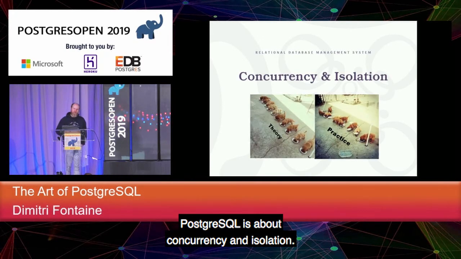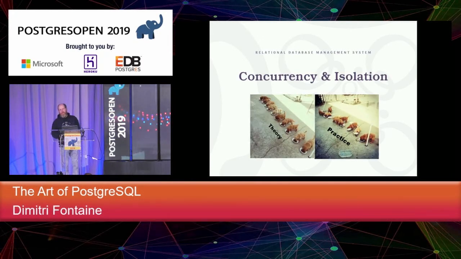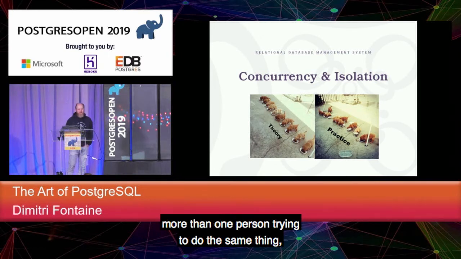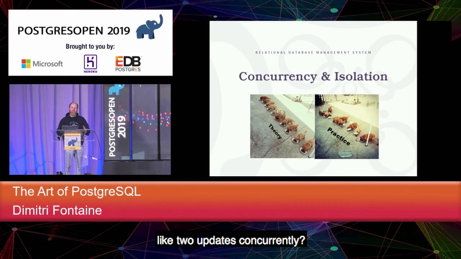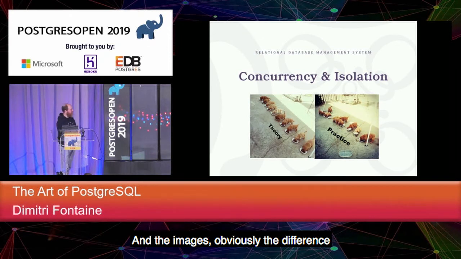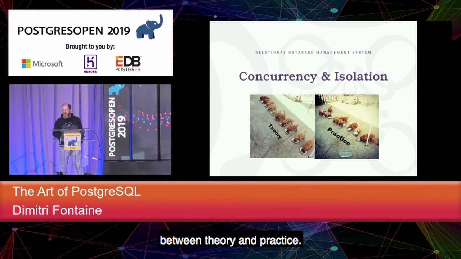PostgreSQL is about concurrency and isolation. The idea is that what happens when you have more than one person trying to do the same thing, like two updates concurrently. Yeah, and the image is obviously the difference between theory and practice.